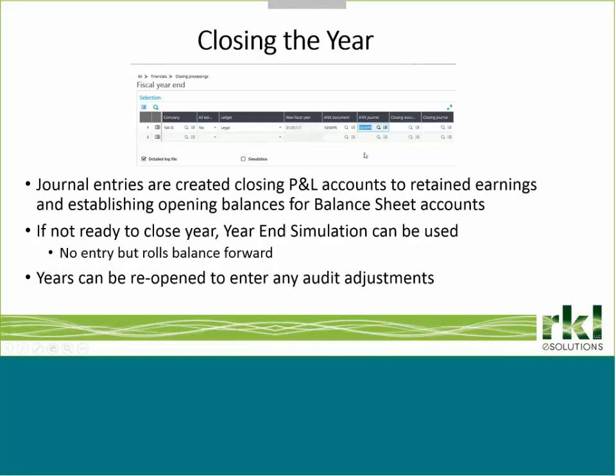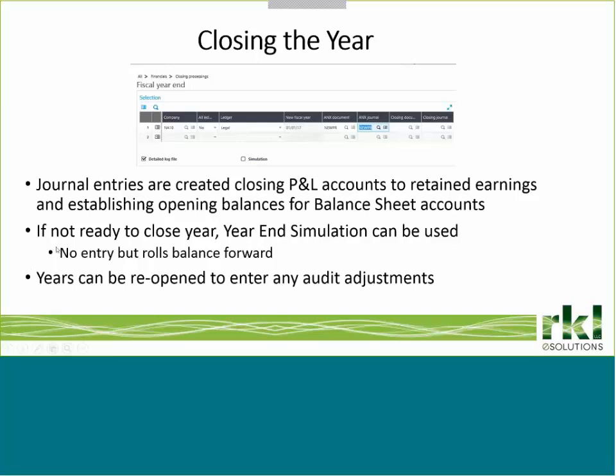The journal entries that are created are the ones to close out the P&L to retained earnings, and they'll also create another entry to establish opening balance on the balance sheet at 1/1/2018. If you're not ready to close yet, you can use year-end simulation under financials utilities. And if you do run that, you'll want to run it for 2018, not for 2017. You're always simulating a year beginning is how I look at it.